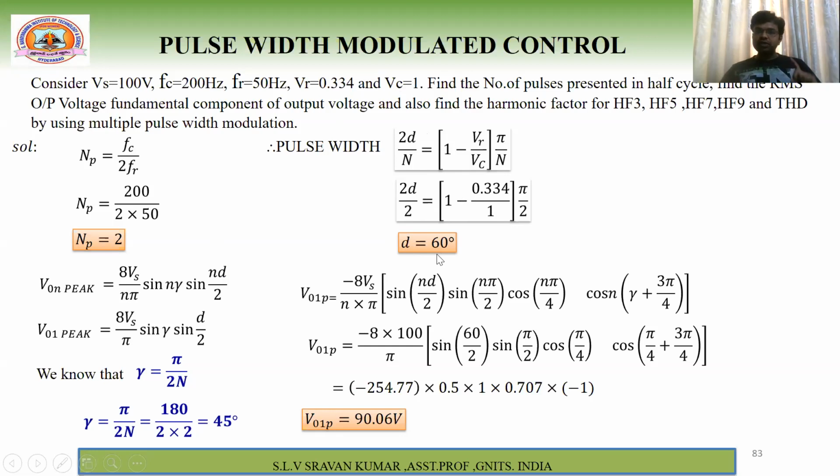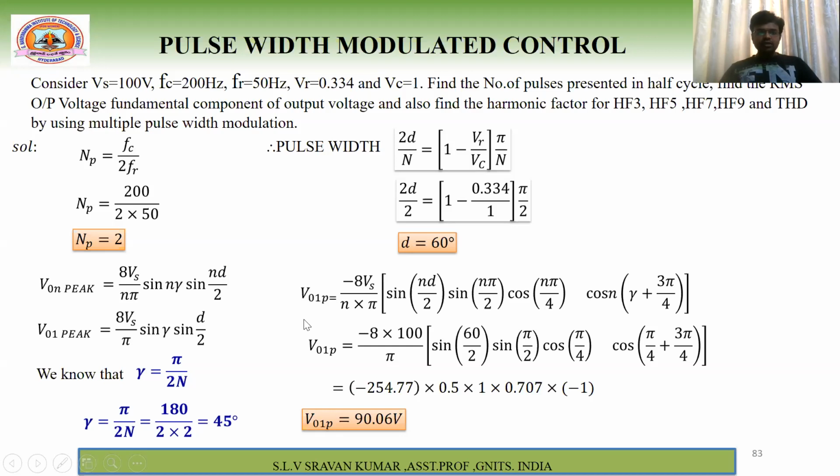For the single pulse width modulation also, we have taken pulse width D as 60 degrees, and here also we are getting D equal to 60 degrees. Why? I will discuss, because it is easy to compare. When you take equal pulse width, what is the advantage in single pulse and what is the advantage in multiple pulse, I will discuss, right?